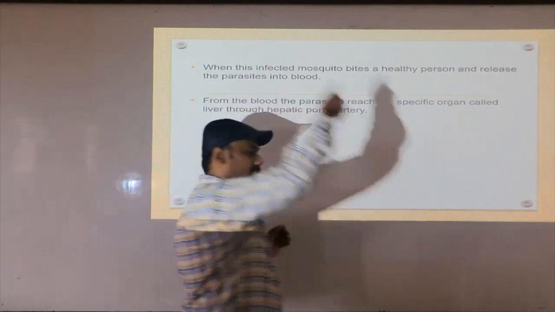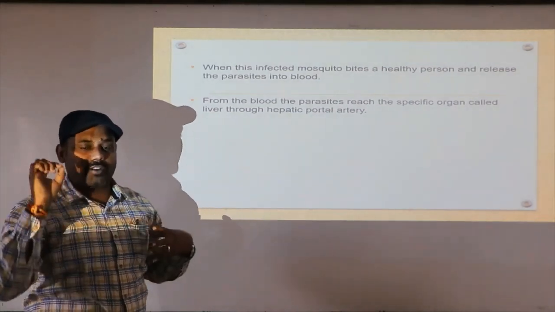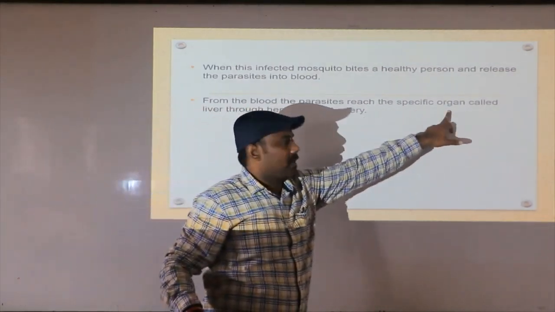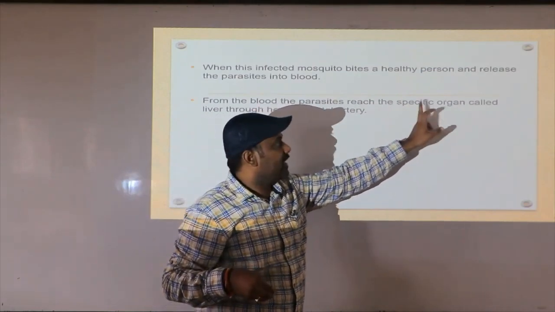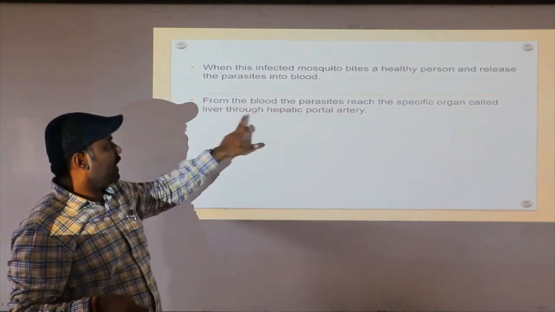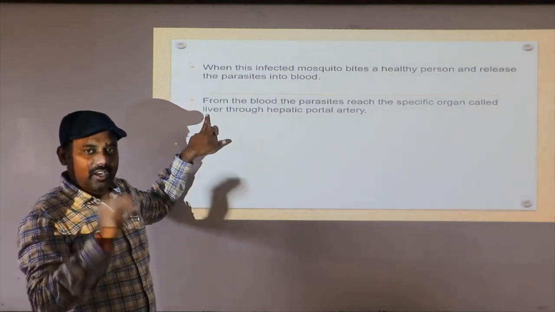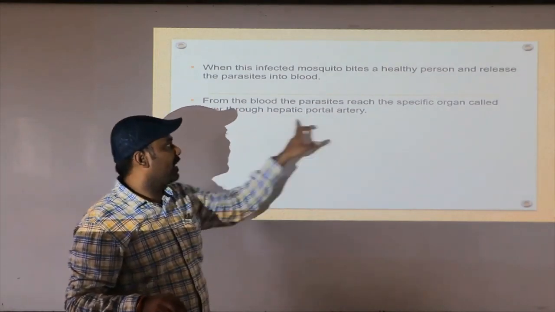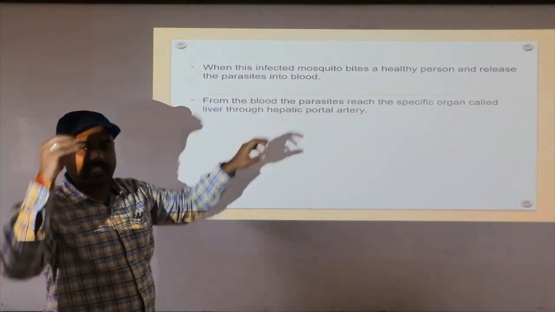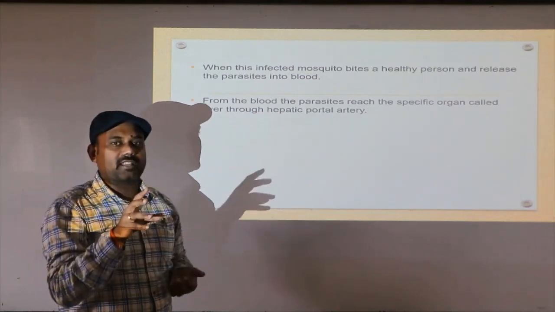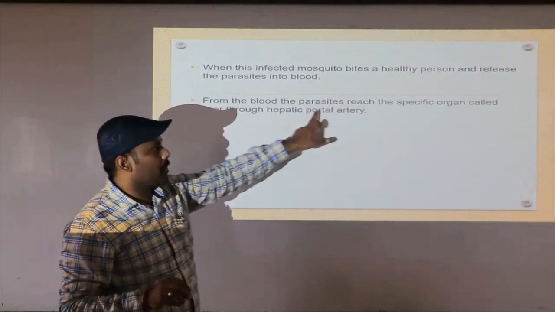Come back to the last slide. I told you people, when any antigen or pathogen enters the body, first it will take shelter. So this is the specific organ. When those parasites enter the normal person, they reach the liver as the specific organ through the hepatic portal artery. Once again, when the mosquito releases the parasites into the normal person, they finally reach the liver through the hepatic portal artery.